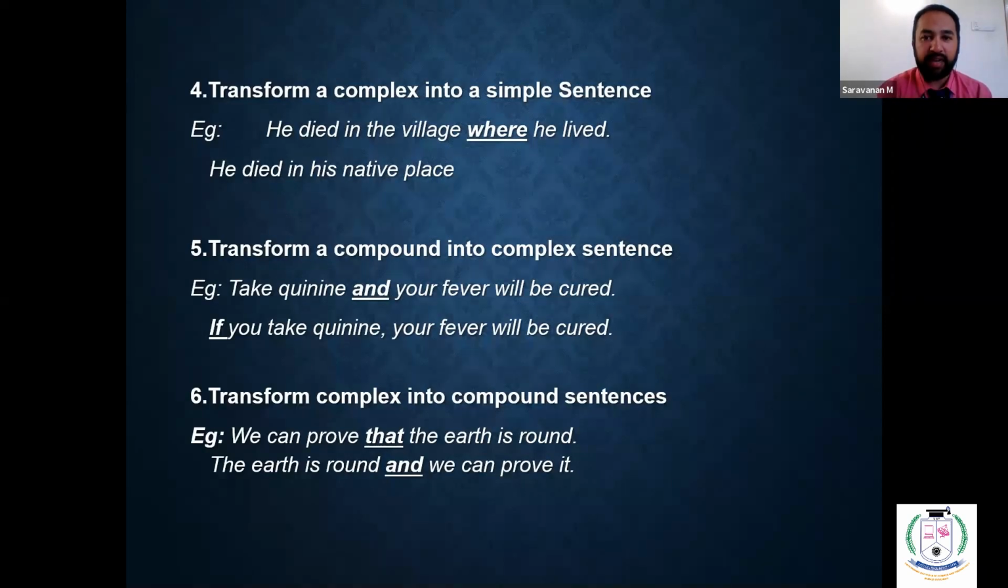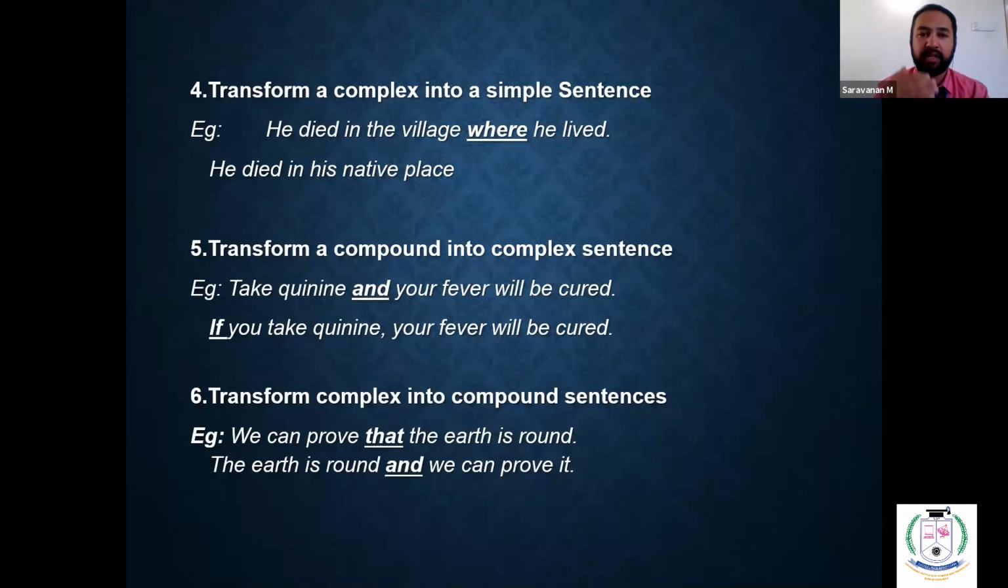He died in the village where he lived. A complex sentence is one that has a main clause and a subordinate clause. These two are joined together with the subordinating conjunction where. Now when we change it to a simple sentence, it becomes like this: He died in his native place. Can you break the sentence? No, we cannot break the sentence. So this is how we transform or convert complex into simple.